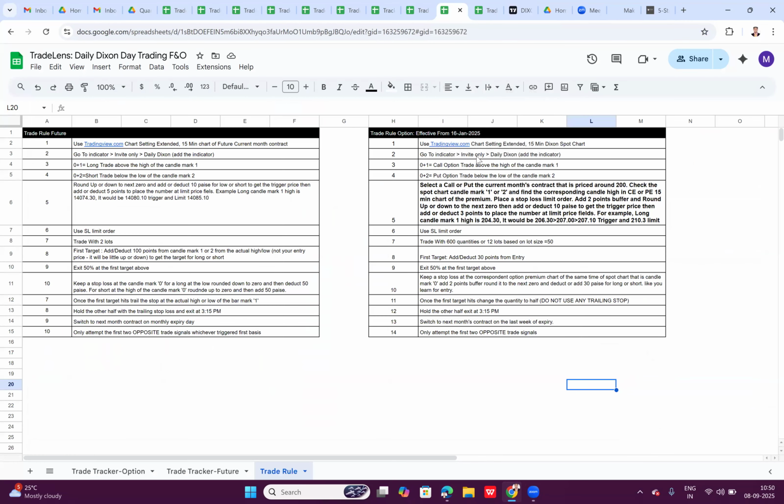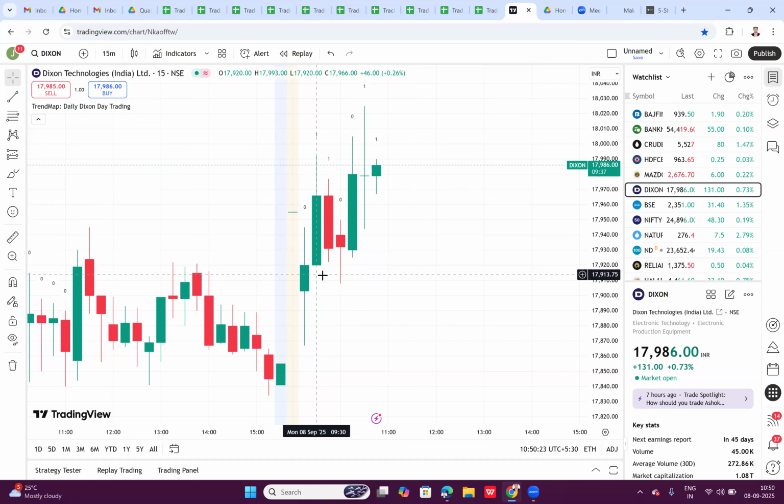Whenever the Dixon indicator provides us a 0+1 setup on any two candles, it means we have a long setup. Like today, we got 0+1. First, we have to start checking the setup of the Dixon indicator from 9:45 a.m., because the first two 15-minute candles will close at 9:45. After 9:45, we have to check at the close of the second candle.